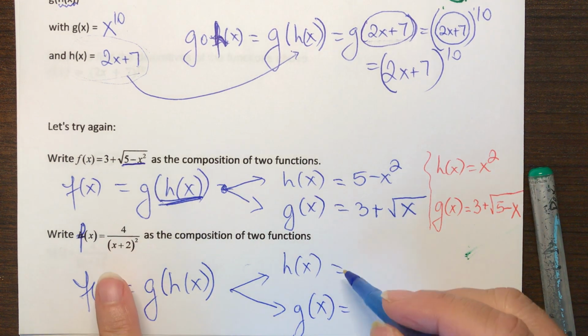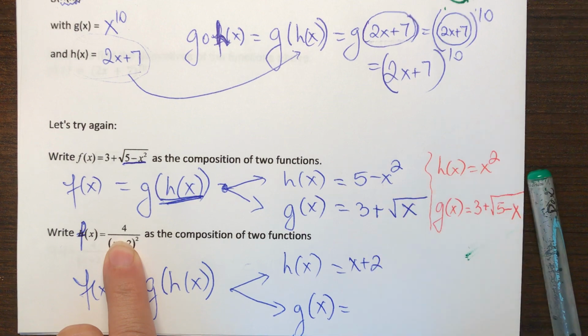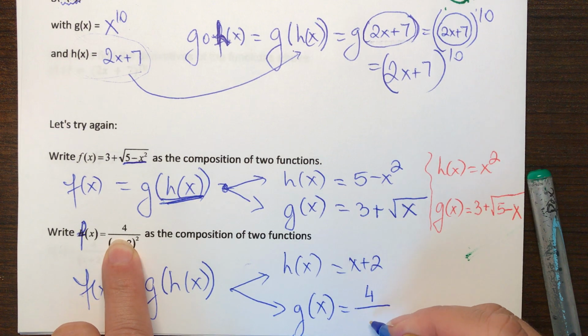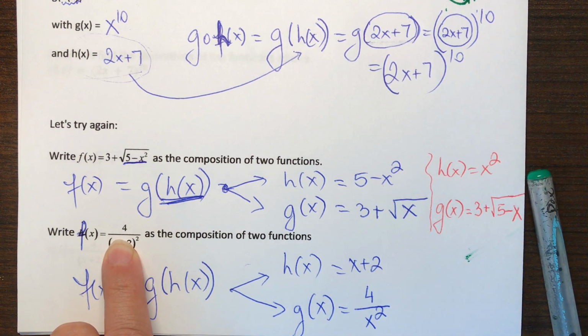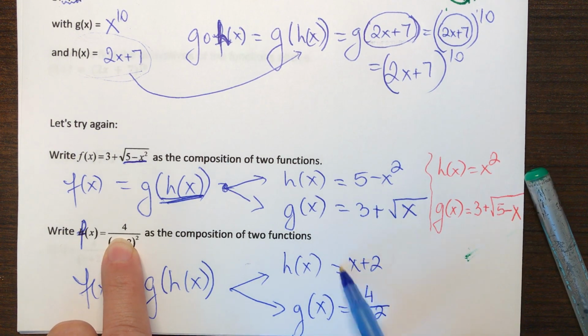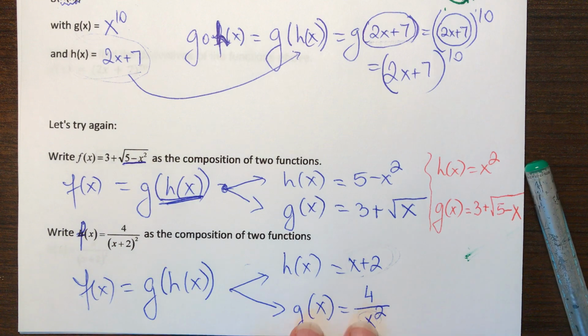So maybe you chose h of x to be the x plus 2 in parentheses, the adding of the 2. Now what's left for the function g to do? The 4 over, and then the squaring part. The x plus 2 is already taken care of. So when you combine them, this goes in here in place of x, right? Perfectly.